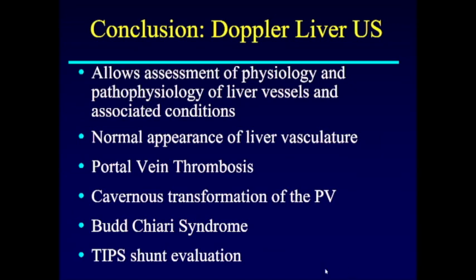So in conclusion, Doppler ultrasound of the native liver is very important. It allows assessment of physiology and pathophysiology of the vessels and associated conditions. We have discussed the normal appearance of the vasculature. We have looked at portal vein thrombosis, cavernous transformation, the Budd-Chiari syndrome, and the TIPS shunt.